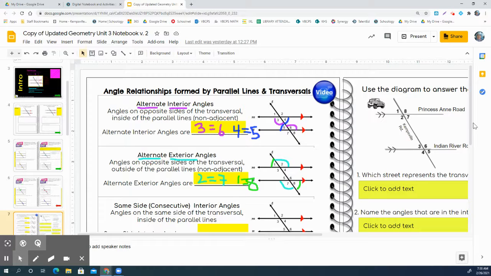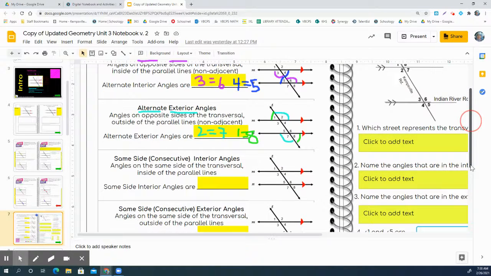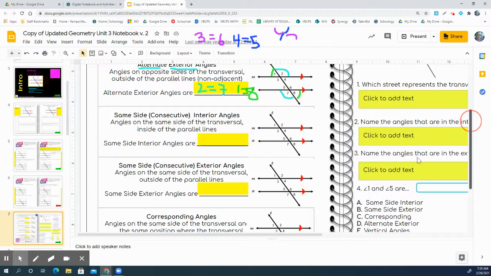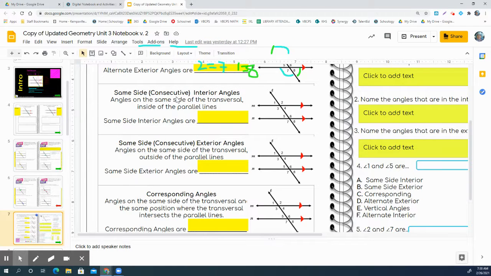The next one's kind of introduce a new word. It says same side consecutive. Consecutive just means that they're kind of next to each other. So with interior angles, it makes sense, but with exterior angles, consecutive doesn't make so much sense. So that's why we've kind of switched everything to same side. Same side interior angles.